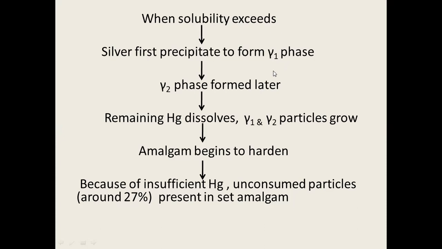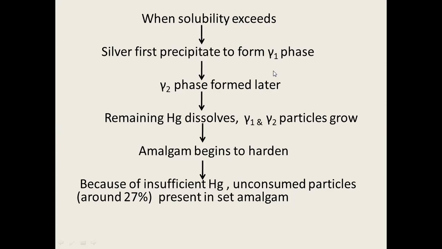After this, there is a formation of gamma 2 phase also, meaning tin will also precipitate and there is formation of tin mercury. Then, as time goes on, the remaining mercury dissolves, gamma 1 and gamma 2 particles are continuously forming, and these crystals start to grow and impinge on one another, and after some time the amalgam begins to harden.